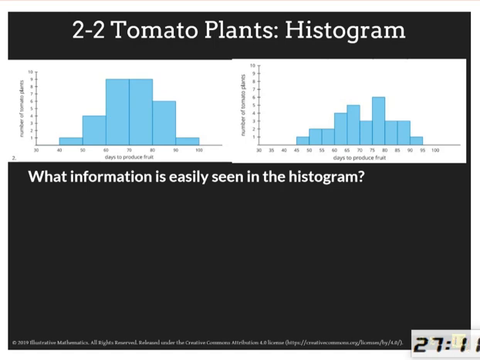All right, so let's just do another quick write for a minute. Reconvene at 28:15. What information is easily seen in a histogram?